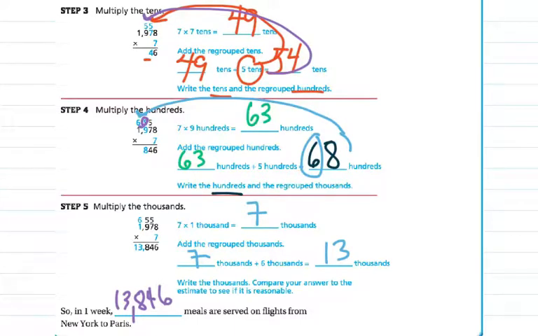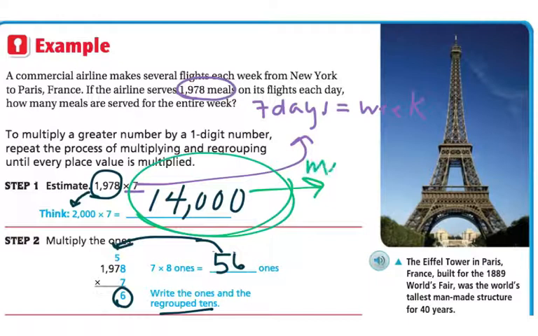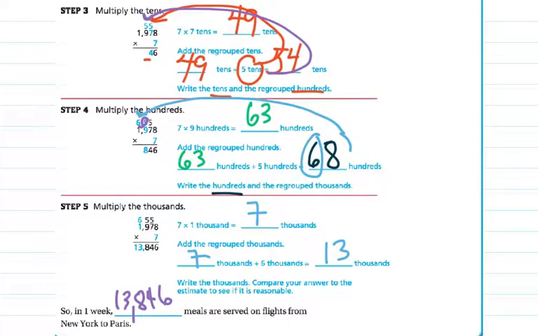And we go back to our original thing in the beginning. What we did was we estimated. And we remember in the beginning, we came up with an estimate of 14,000 meals that would be served. So when we look, we see that our final answer of 13,846 is very close to our estimate of 14,000, so we know that our answer is correct.